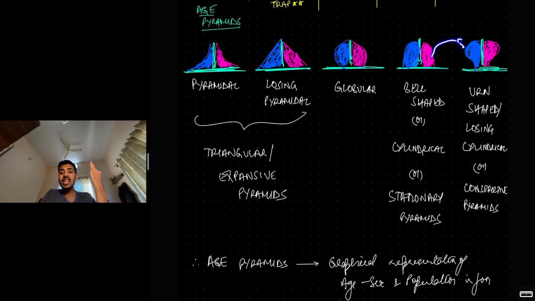So stage 1, pyramidal; stage 2, losing pyramidal; stage 3, globular; stage 4, the best one, bell-shaped or cylindrical; stage 5, constrictive or urn-shaped or losing cylindrical. The pyramidal ones are also known as triangular or expansive age pyramids. So this is about the age pyramids, how we can get to know the demographic trend through the shape of the age pyramids.